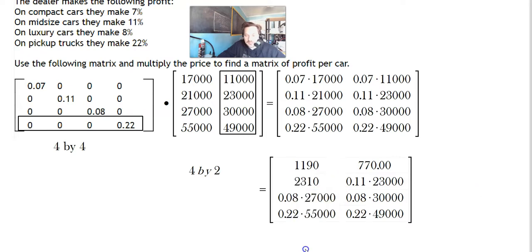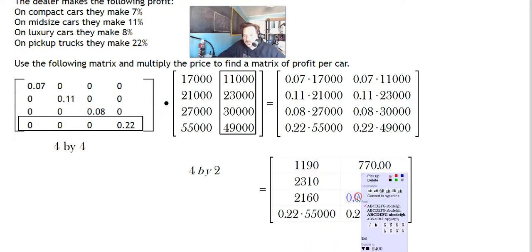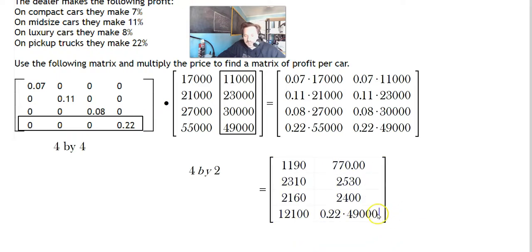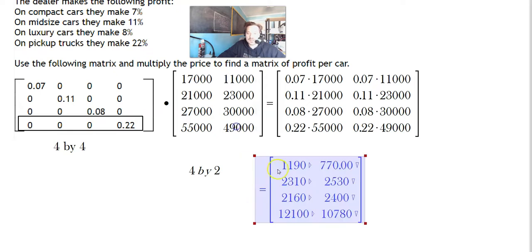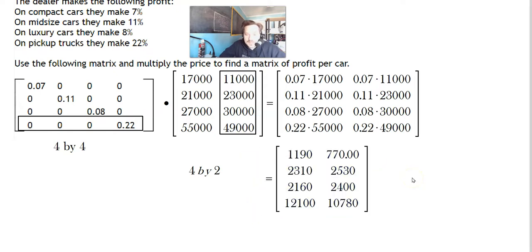The next one there, you compute that. It's 2310. The next one, you compute that. It's going to be 2530. The next one is going to be 2160. The next one here is going to be 2400. The next one is going to be 12,100. And the last one is going to be 10,780. All right, there you go. So this is the profit per car.